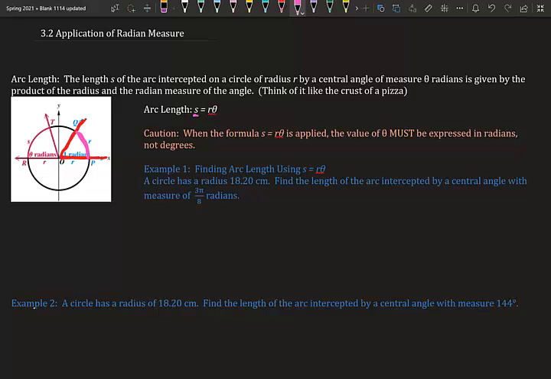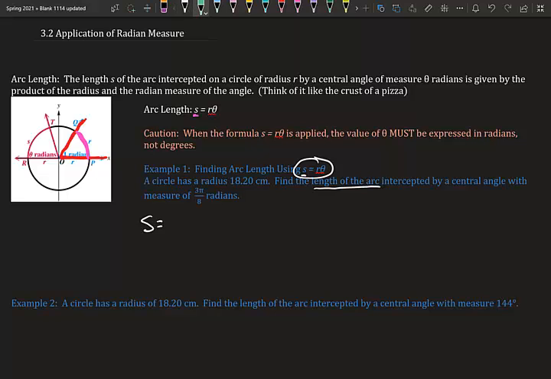So a circle has a radius of 18.2 centimeters. Find the length of the arc intercepted by a central angle with measure of 3 pi over 8 radians. So we need to find the length of the arc. That means s. So we need to find s. And that tells us we're using our s equals r theta. That's why we're going to use this formula, because it says to find the length of the arc.